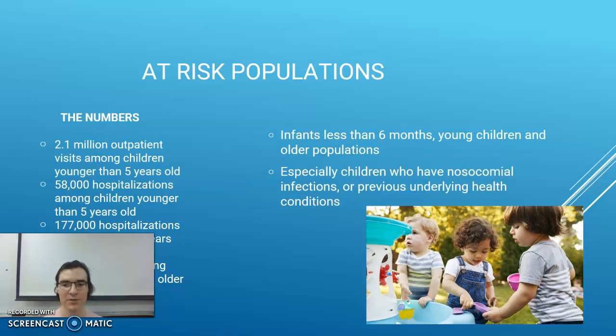And as you can see here, the numbers speak for themselves. So among children in the USA, about 2.1 million patient visits came from children younger than 5 years old. And within these visits, you have 58,000 hospitalizations among children that are younger than 5 years old. And within the older population, there are even more hospitalizations at 177,000 for adults older than 65. And among those hospitalizations, you have 14,000 deaths per year among these older populations.